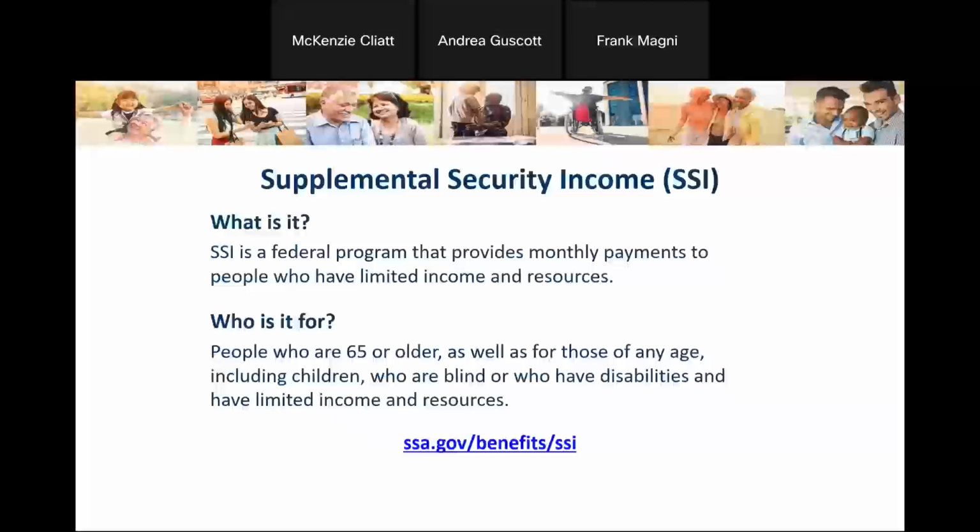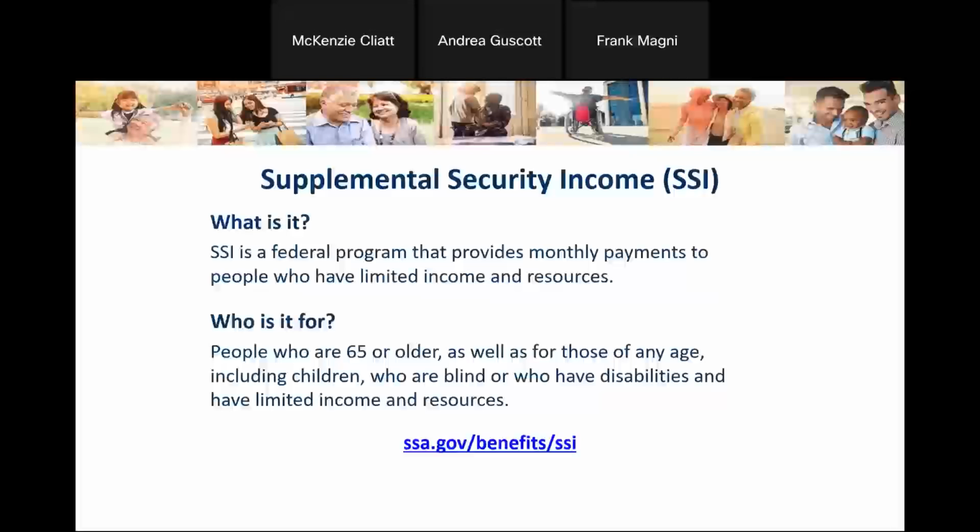If you are disabled but do not have enough credits to qualify for SSDI and have limited income and resources, you may be eligible for supplemental security income. SSI is a federal income supplement program funded by general tax revenue, not Social Security taxes. So SSI payments are not paid out of that 6.2 or 13.2% that each worker contributes into that FICA program.